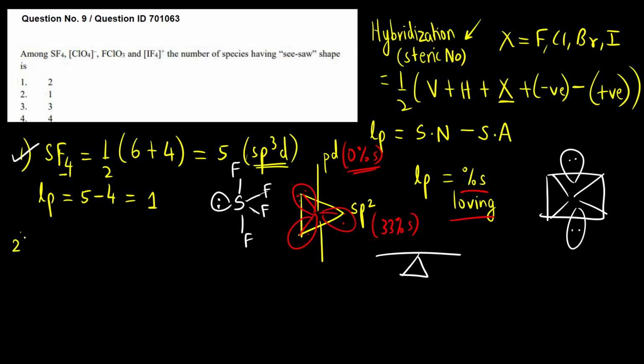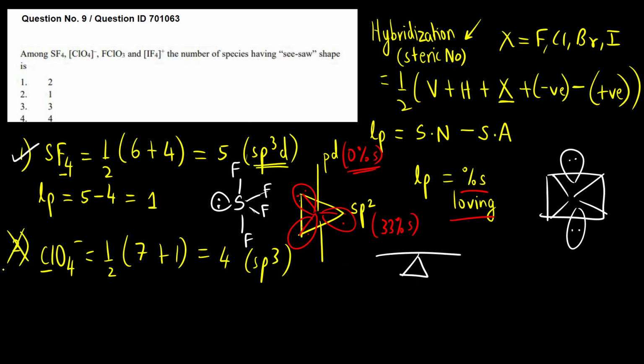Next we have ClO4 minus. This will be half. Here the central atom is Cl, so 7 valence electrons. It belongs to group 17, plus 1 negative charge. 7 plus 1 is 8, divided by 2 is 4. So hybridization is sp3, and it will be tetrahedral. So this is incorrect.